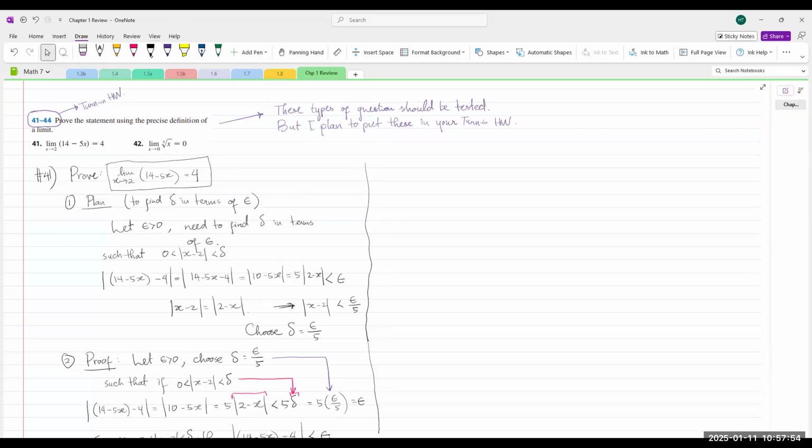That's for number 41. Number 42: the limit as x approaches 0 of the cube root of x equals 0. Let's plan that.